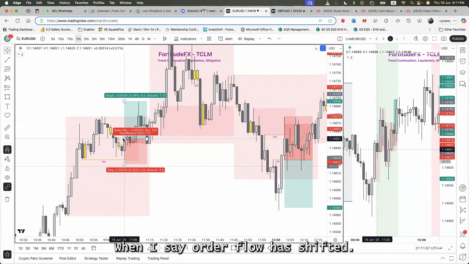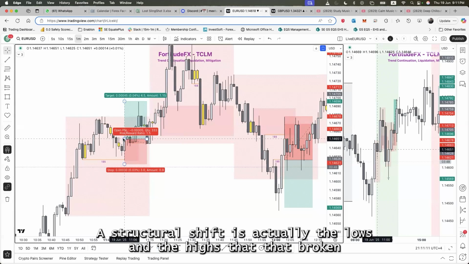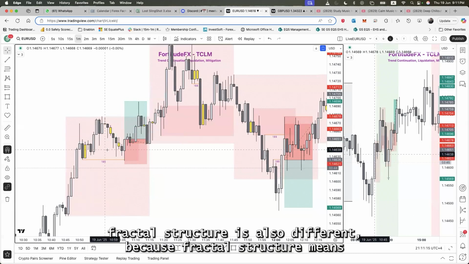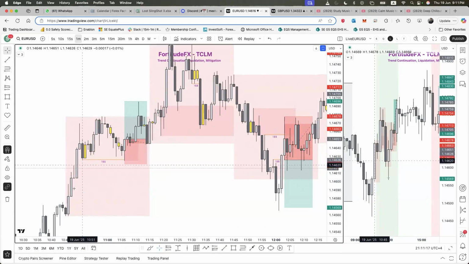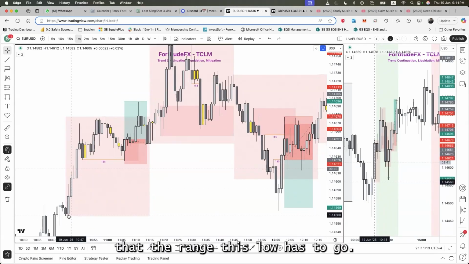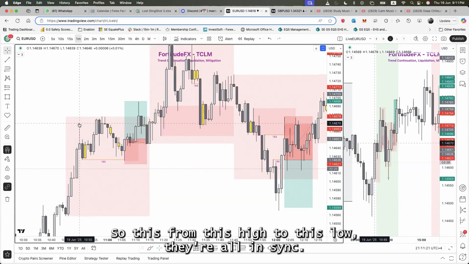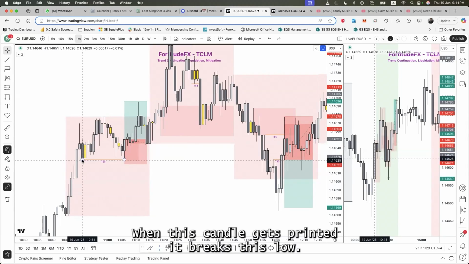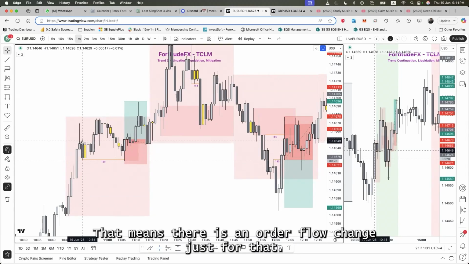When I say order flow has shifted, this is different from structural shift. A structural shift is actually the lows and the highs that get broken. Fractal structure is also different because fractal structure means that the range, this low has to go. So from this high to this low, they're all in sync. None of the candle lows are being broken, right? When this candle gets printed, it breaks this low. That means there is an order flow change just for that.